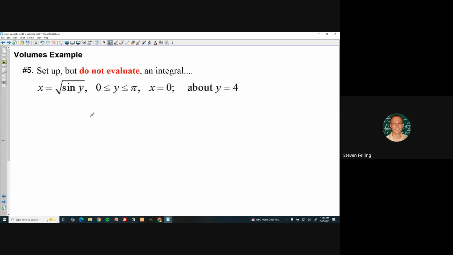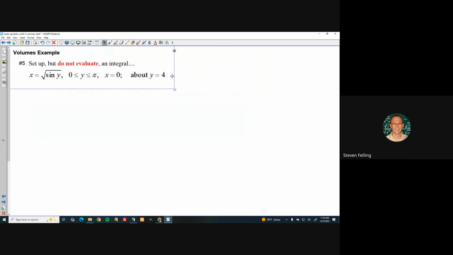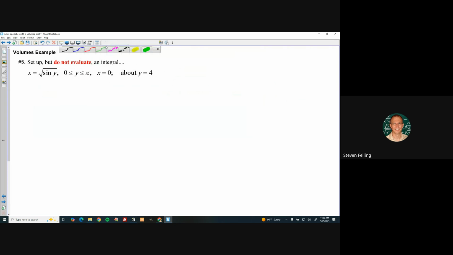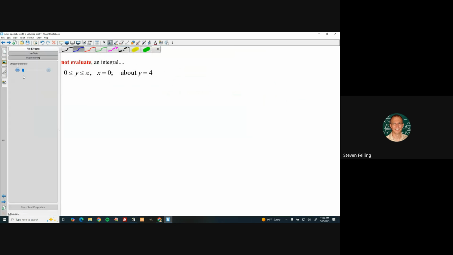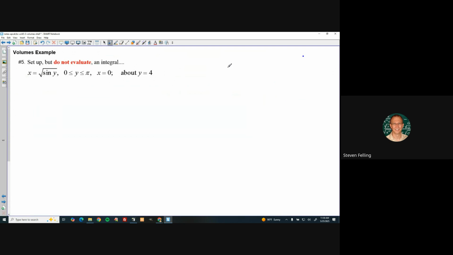Okay, number 5 says set up but do not evaluate an integral for this. All right, so we will go ahead and try that. Two more examples to wrap this up. All right, let's sketch the situation. So we've got x equals the square root of sine of y.